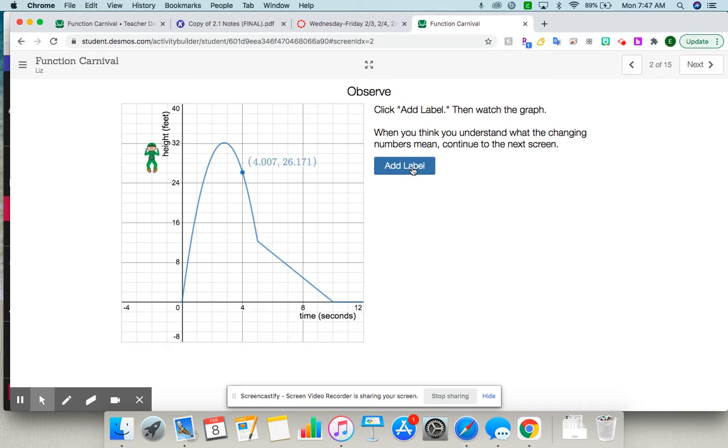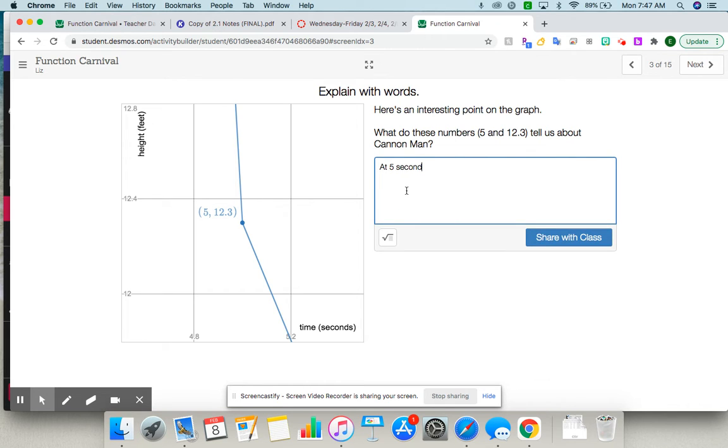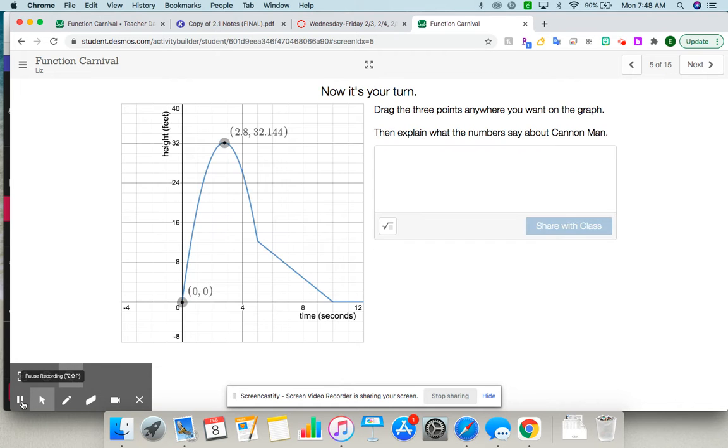So the first point shows the time that he's been in the air, and the second point represents his height from the ground. This point specifically, 5, 12.3, tells us that at 5 seconds, Cannon Man was 12.3 feet from the ground. And notice there was this slight change in the rate of his descent. He was going quite quickly and then he slowed, so this must have been the point when his parachute opened.